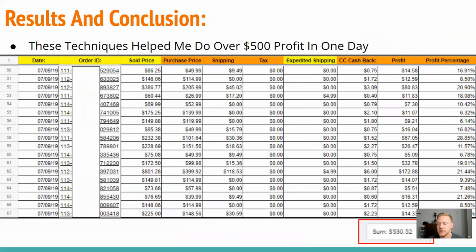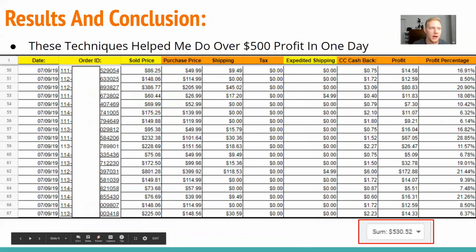So here's some results and conclusions. I'm only using really 1 supplier at the moment. I'll move myself out of the way. And this is all from July 9th. I blocked out the order ID.